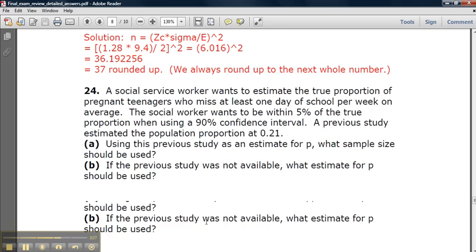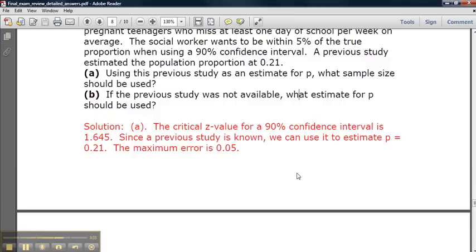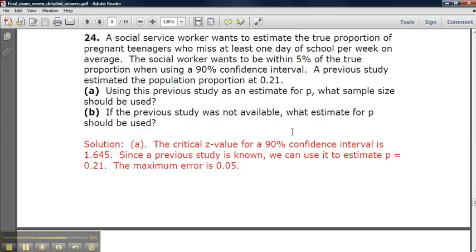Number 24, this one looks like we're doing a sample size determination. They're looking for a critical value for a 90% confidence level, and that's exactly what we did earlier to find the value.